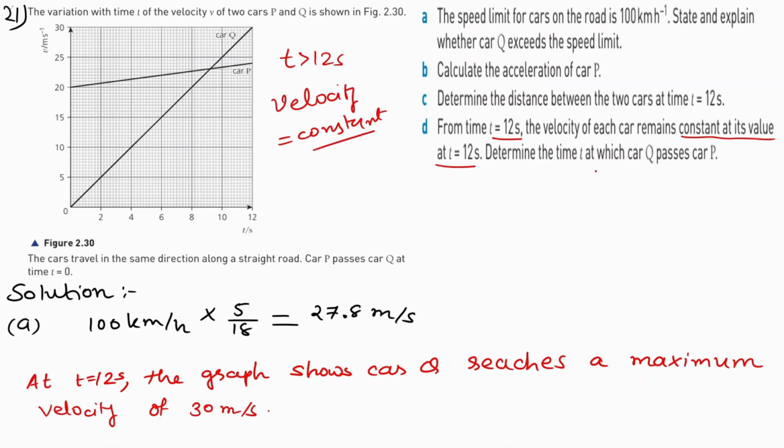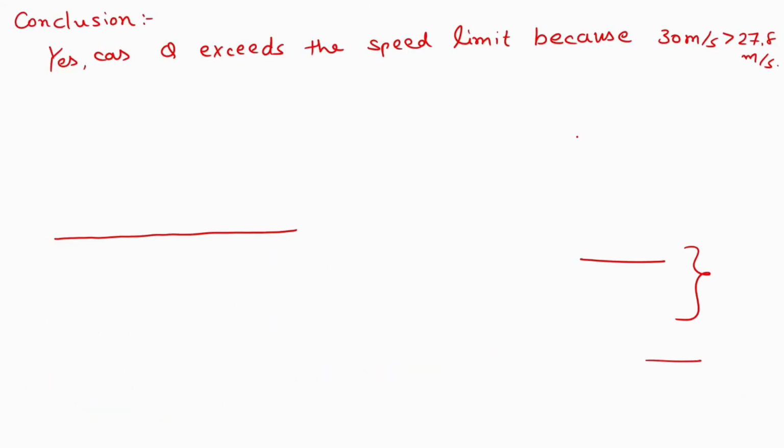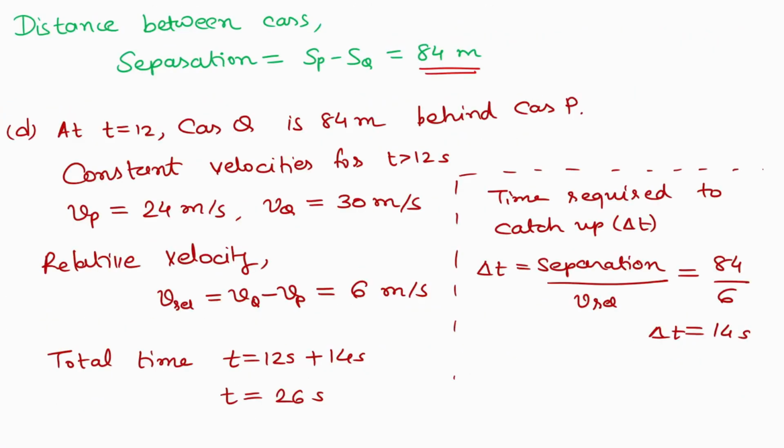Determine the time t at which car Q passes car P. For that, at the 12 second, car Q is 84 meters behind car P. Here you can clearly see the difference. So constant velocity for 12 seconds, which is also given in the question. VQ is 24 meters per second and VP is 30 meters per second.